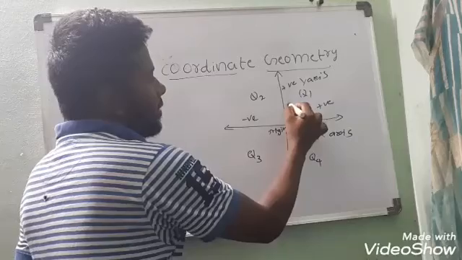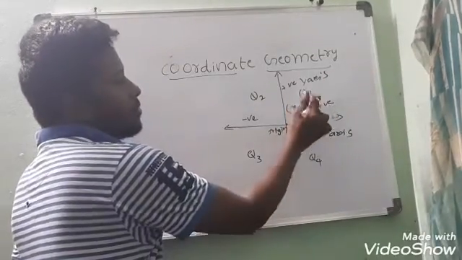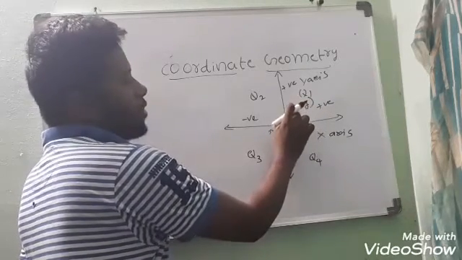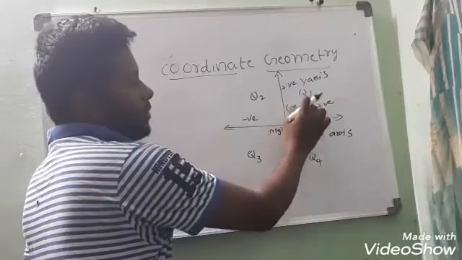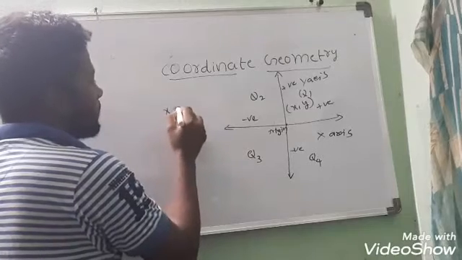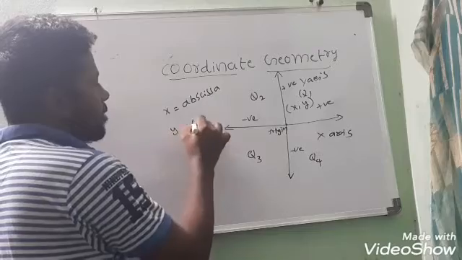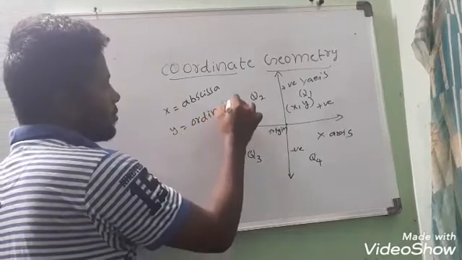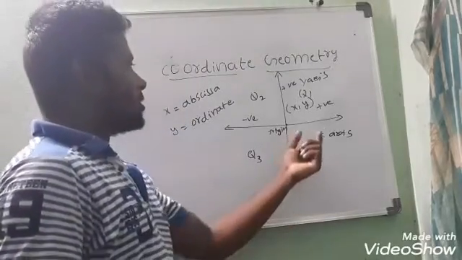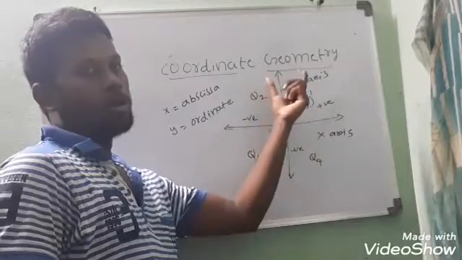So here I am taking x and y. Here we have two points, one is x, the other one is called y. The x is called abscissa, y is ordinate. Understood? So this is the main, or we can say the basic part of coordinate geometry.